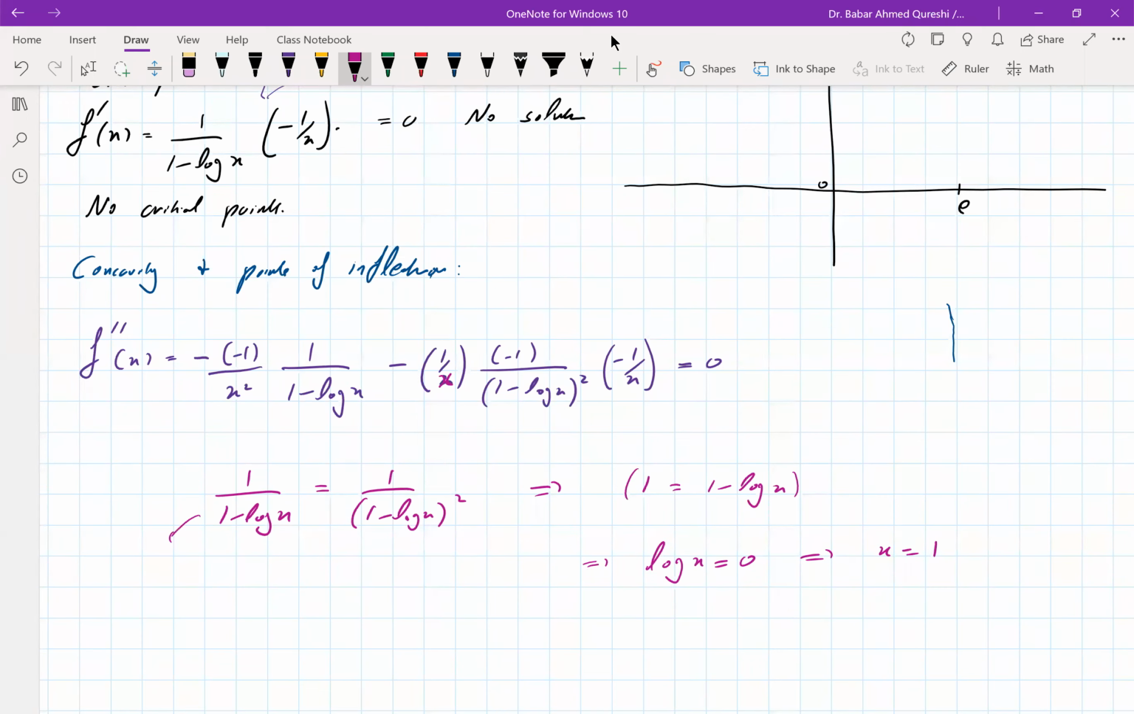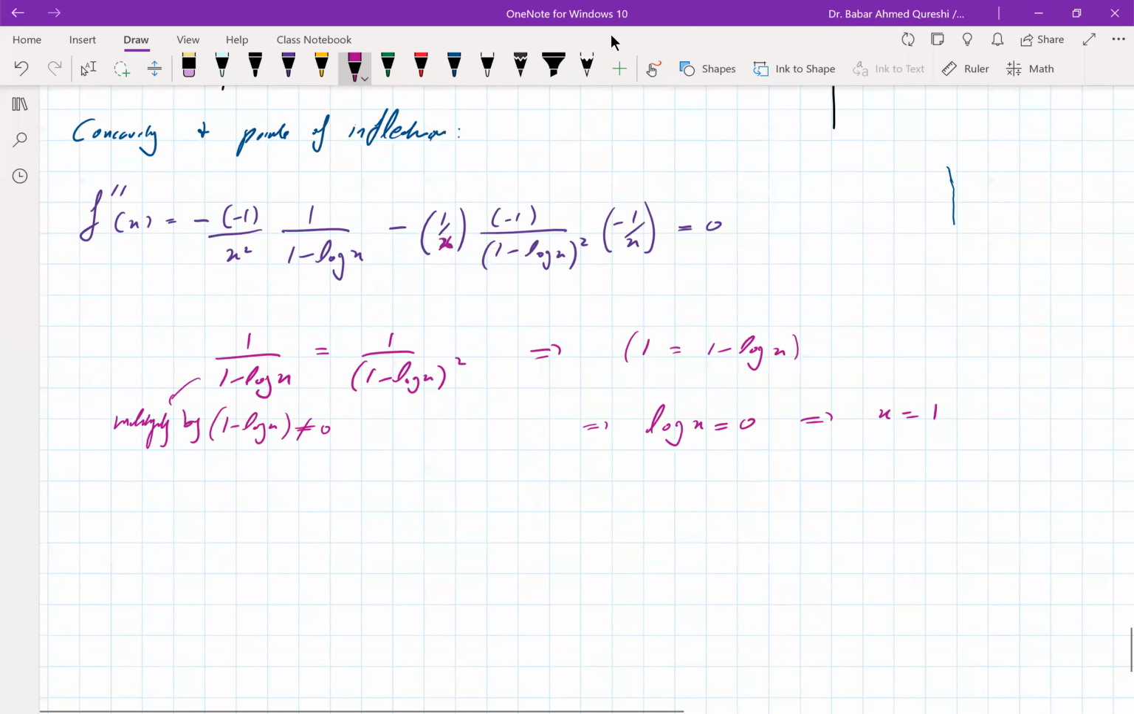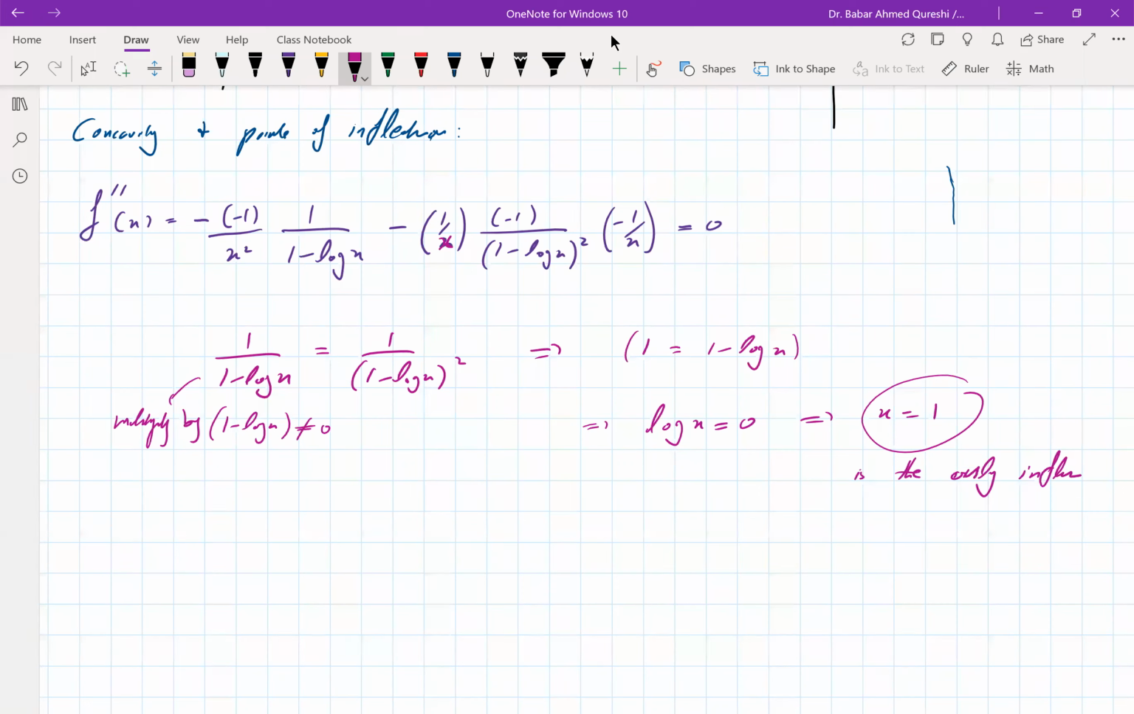I can multiply by 1 minus log x, because this is never 0. Because remember, it will become 0 at the other end of the domain, which is not included, at x is equal to e. So this is the inflection point. X is equal to 1 is the only inflection point. That's the important part. And no critical point.